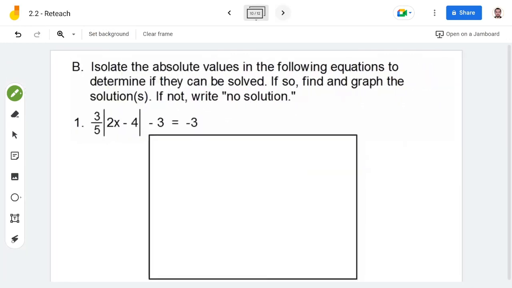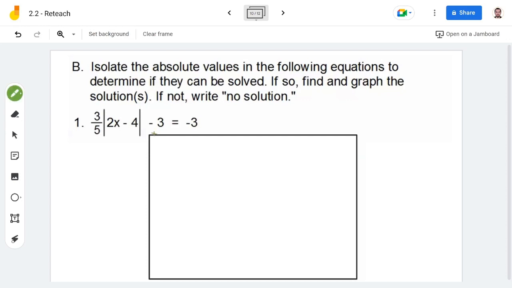Now here: isolate the absolute values in the following equation to determine if they can be solved. If so, find and graph the solutions. Now just start solving the questions. If it could be solved, just simplify. If it couldn't, you can just stop.